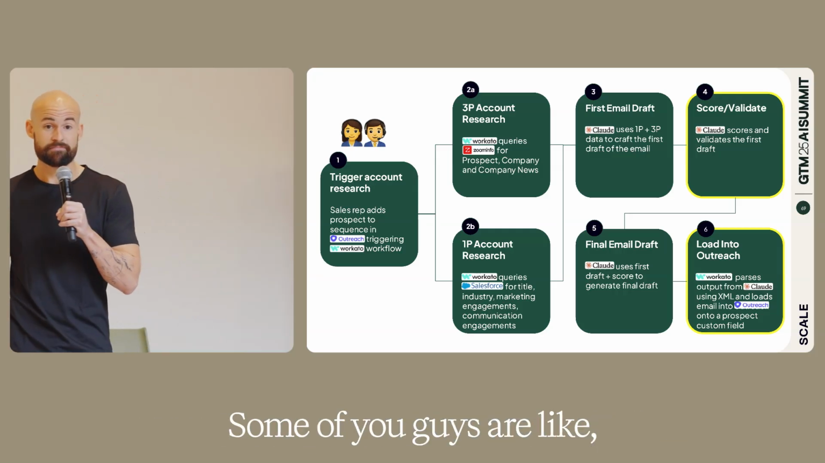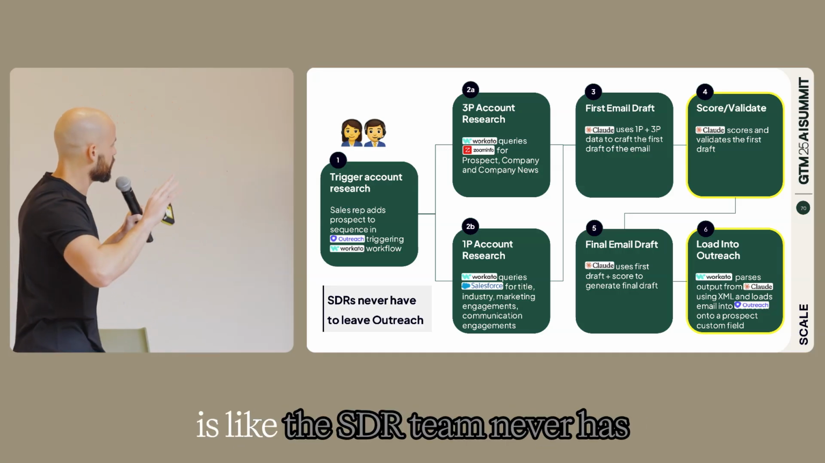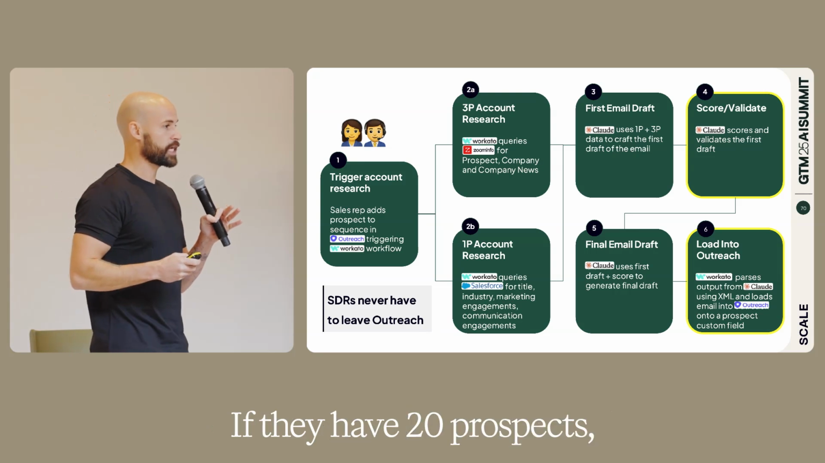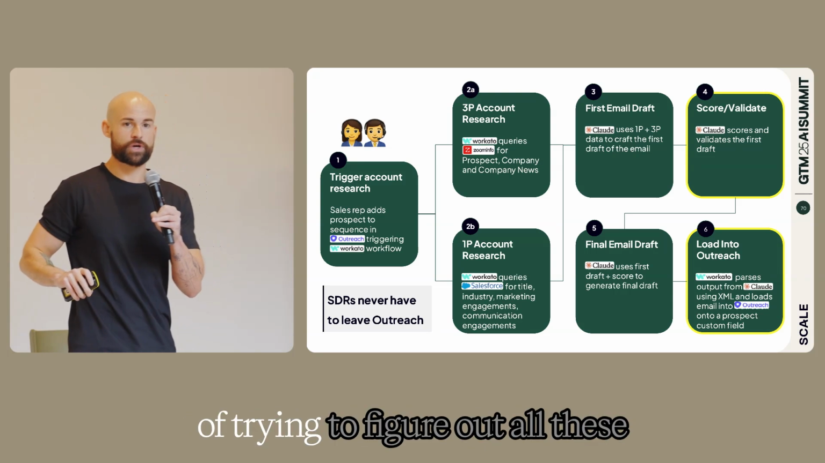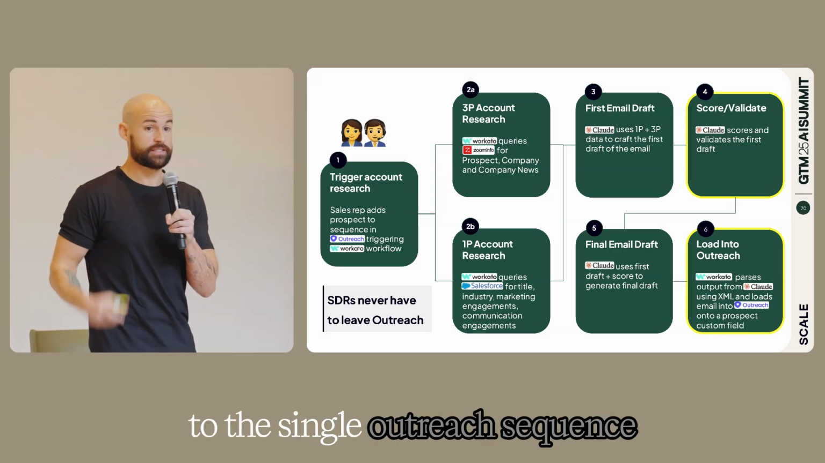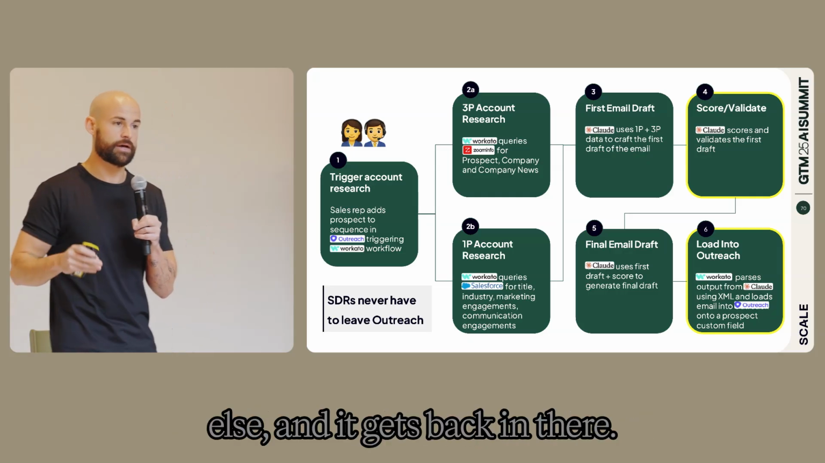Some of you guys are like, I have no idea what it is. But the goal here is that the SDR team never has to leave Outreach for any of this. If they have 20 prospects they're going after, they don't have to go through that process over and over again of trying to figure out all these different things to research. They just add all 20 prospects to this single Outreach sequence, and all this stuff happens without them having to do anything else, and it gets back in.